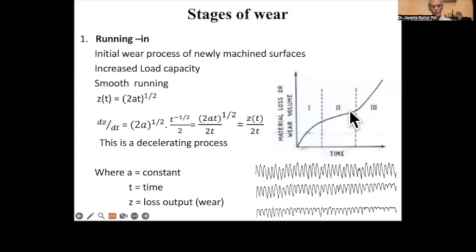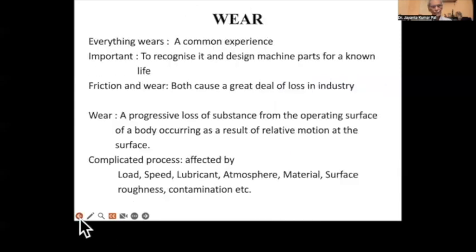This is also very clear from this picture that the surface is becoming smoother and smoother, and wear is coming down. So this is a wonderful way of expressing the running in process by a function of wear, by taking the wear z as a function of time and differentiating it. So this says that the running in is a decelerating process.